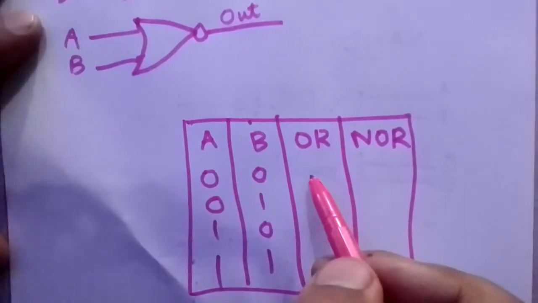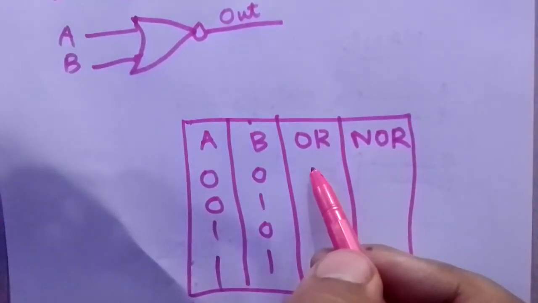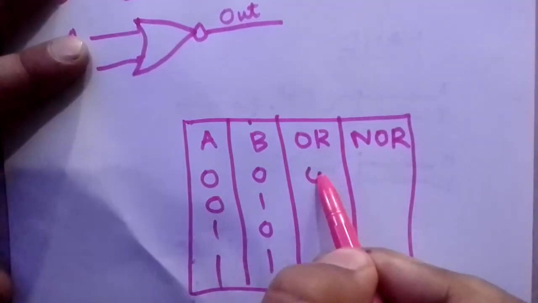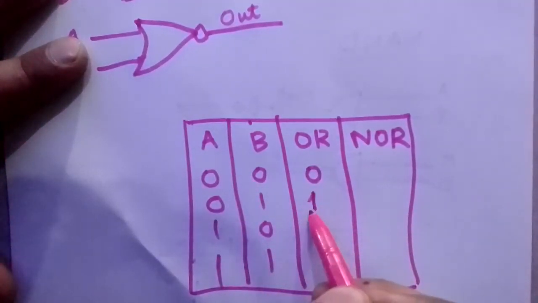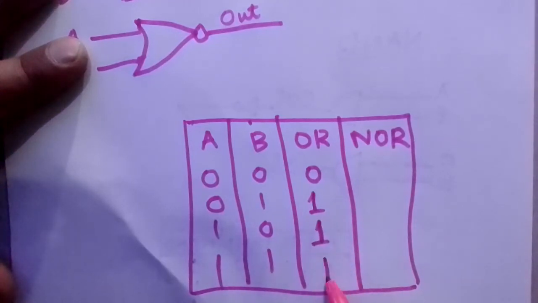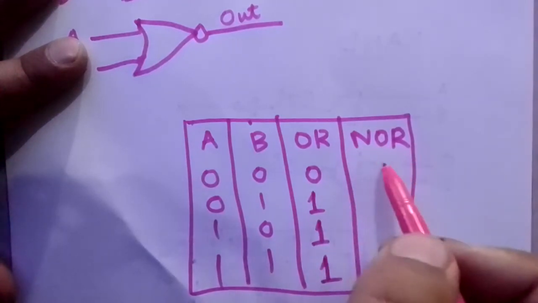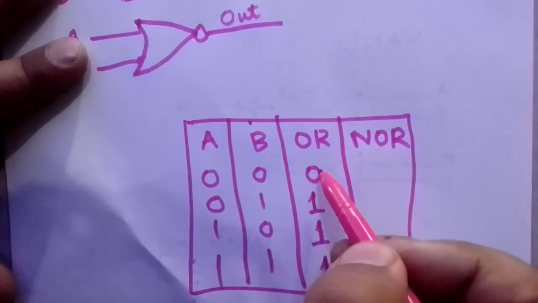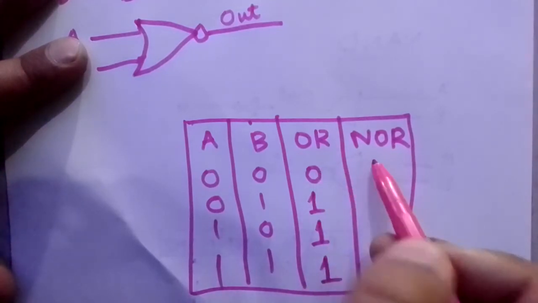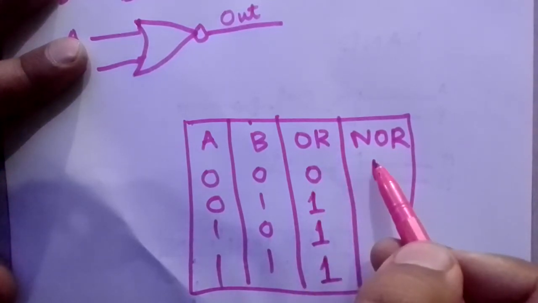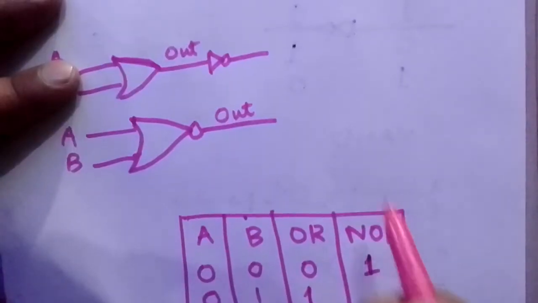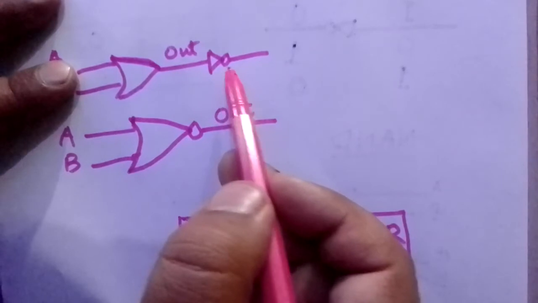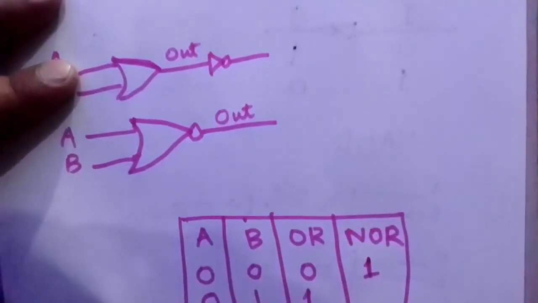When both the inputs are 0, the output of OR gate will be 0. When either of the inputs is high or 1, the output will be 1. Okay, NOR gate will be the inverted version of OR gate. When the output of OR gate is 0, the output of NOR gate will be 1. Why? Because the output of OR gate is inverted by the NOT gate.